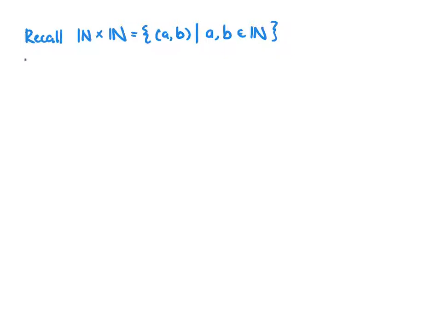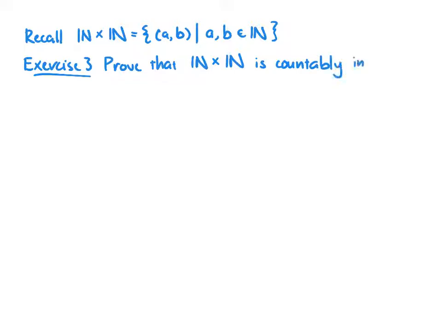So here's an exercise for us to consider. We want to prove that this product, N cross N, is countably infinite. All right, here are some ideas. We want to arrange all the elements of N cross N in an ordered list. Well, let's just start with some arrangement that we know contains all the elements.